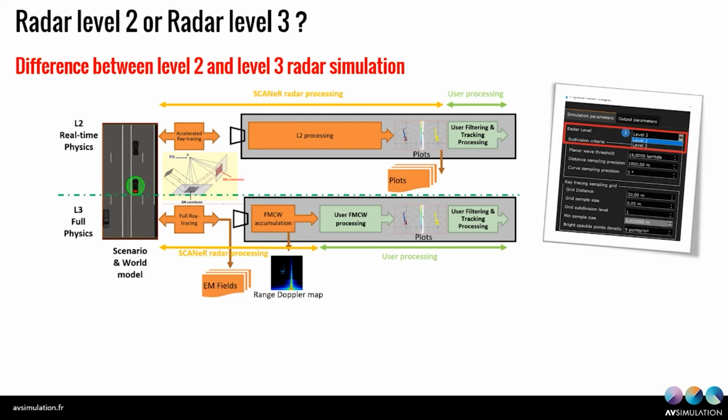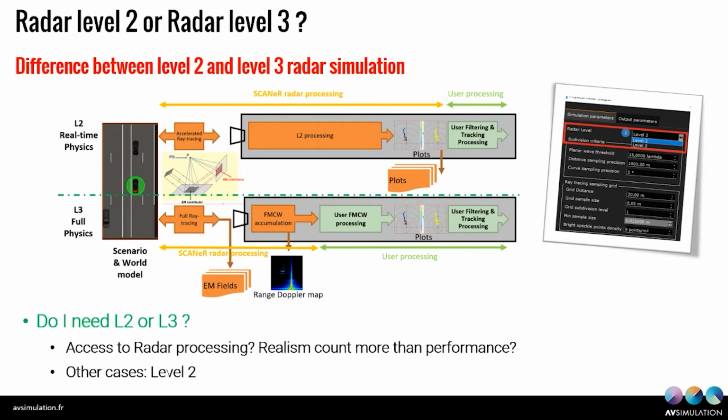Just a quick recap. The level 2, because of this accelerated ray tracing and this very generic processing that we have seen, it will give you as an output a list of plots. Then, of course, like we said, you will still have to process this list of plots to extract the correct information. But I will say the information are more easy to filter to have the good information. For the level 3, we don't do any kind of processing. We really send you this raw data with these different Doppler maps. So if you want to have access to all the radar processing, and if for you the realism count more than performances, I will go with the level 3.